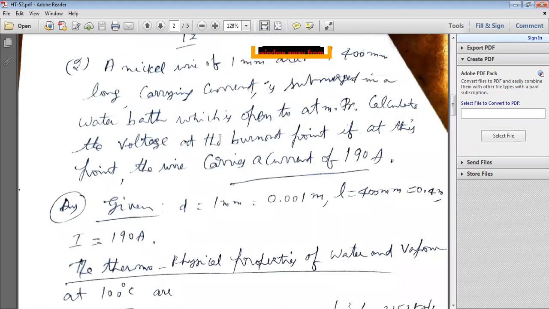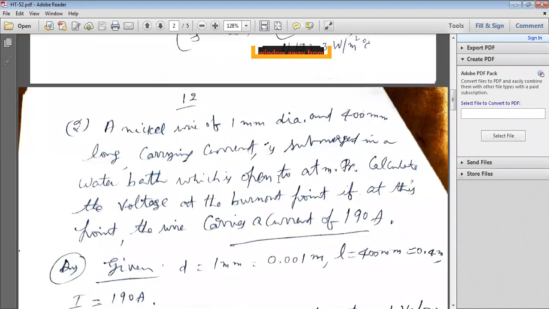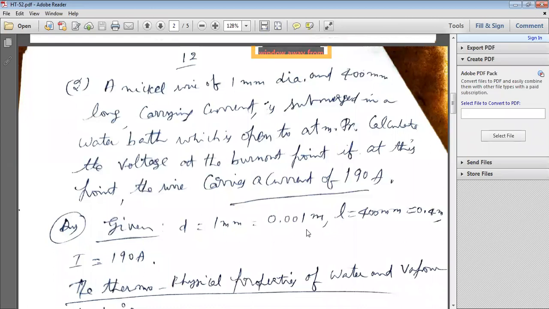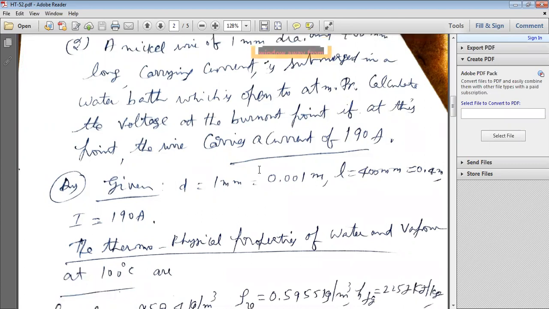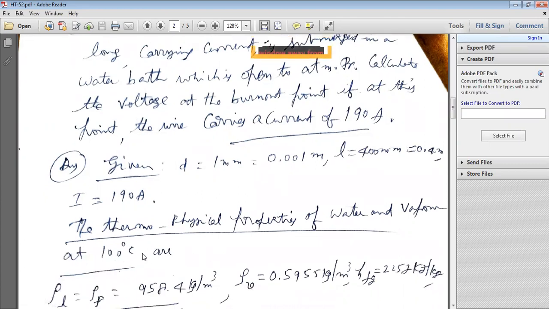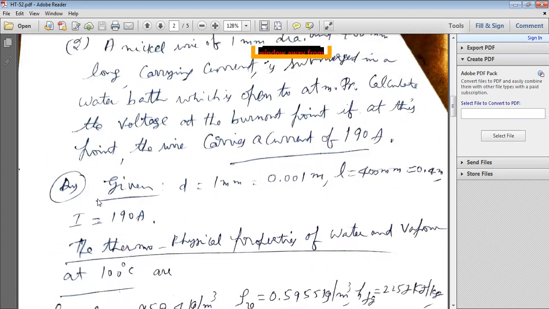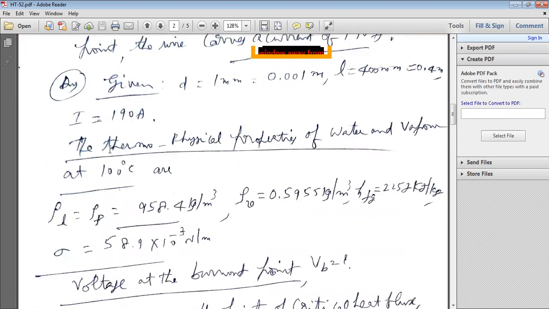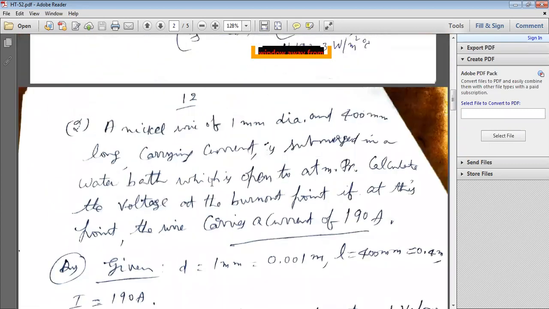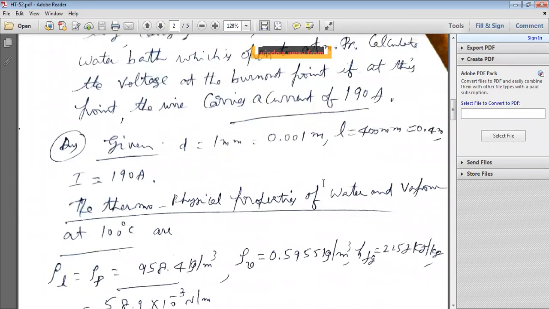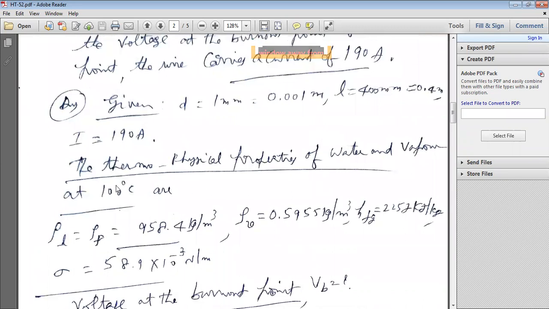Here, a nickel wire of 1 mm diameter is given, so the diameter is 0.001 meters. The length of the wire is 400 mm, that is 0.4 meters. The atmospheric pressure means the water will be at 100 degrees centigrade. The current is given as 190 amperes. Because the water bath is open to atmospheric pressure, the pressure is 1 bar, and at 1 bar the saturation temperature is 100 degrees centigrade.